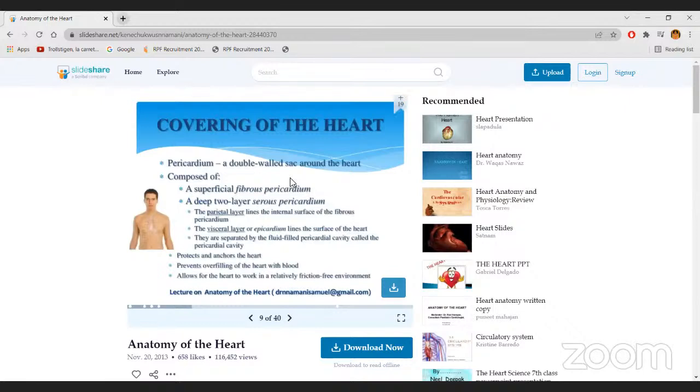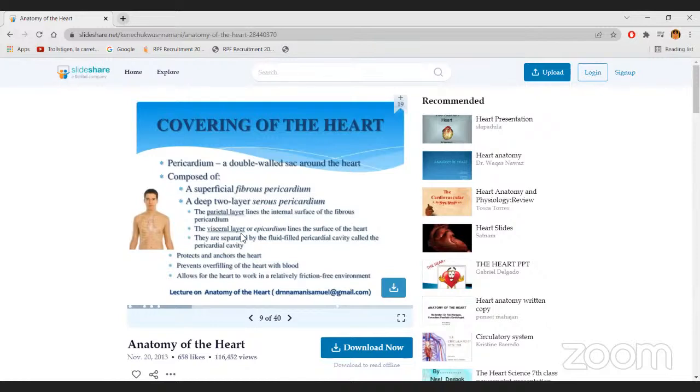This is the covering of the heart. The heart is enclosed in the pericardium, a double-walled sac composed of a superficial fibrous pericardium and a deep two-layer serous pericardium. The parietal layer lines the internal surface of the fibrous pericardium.